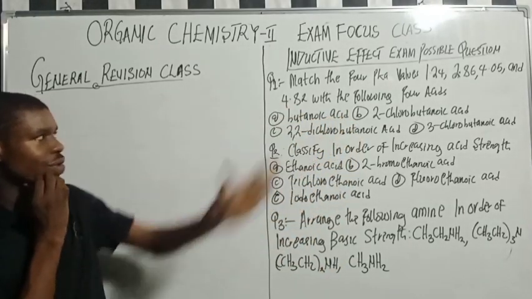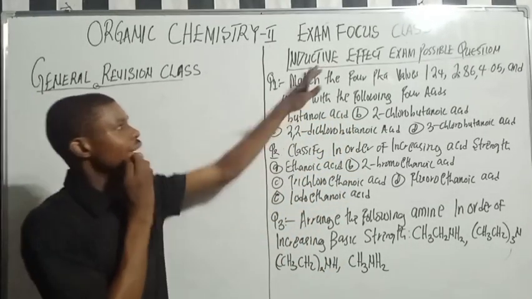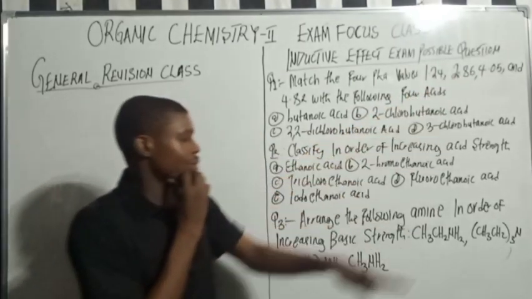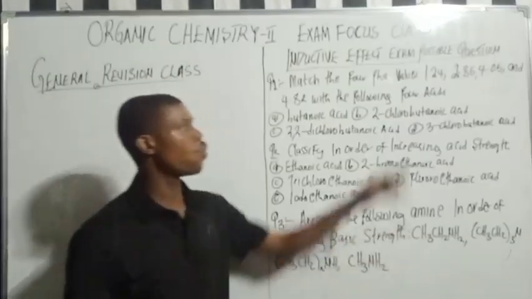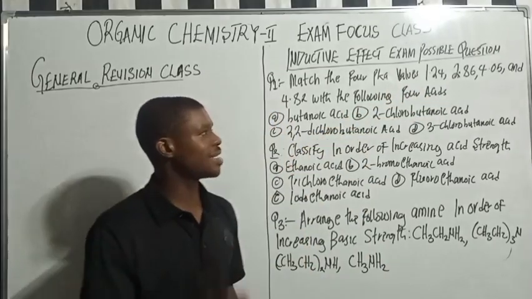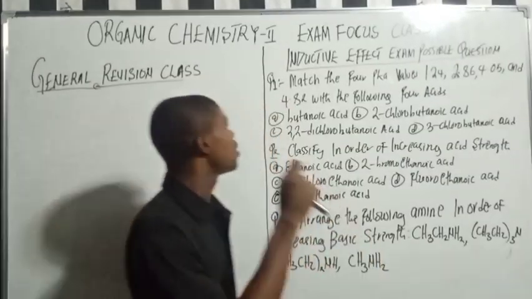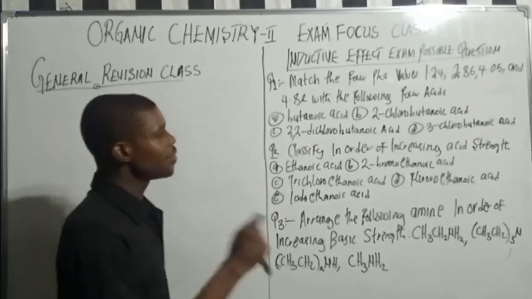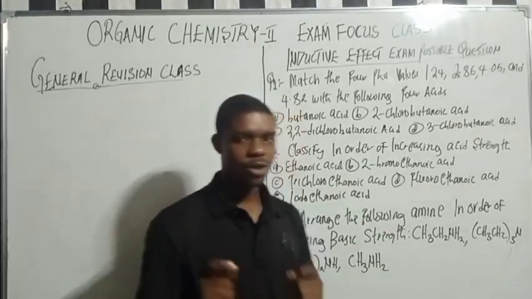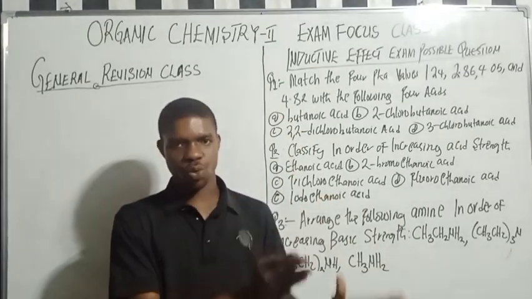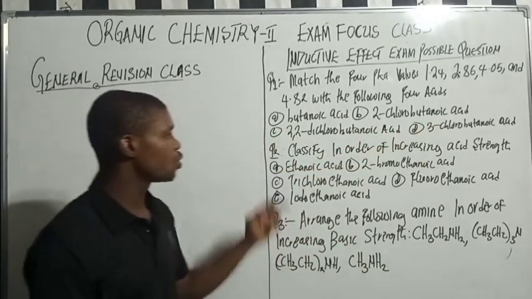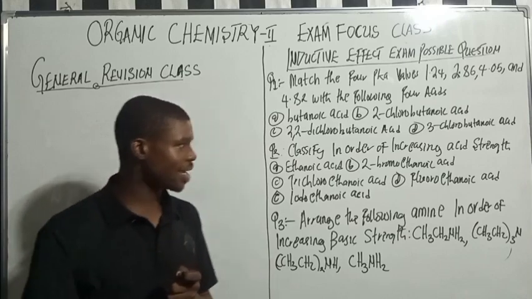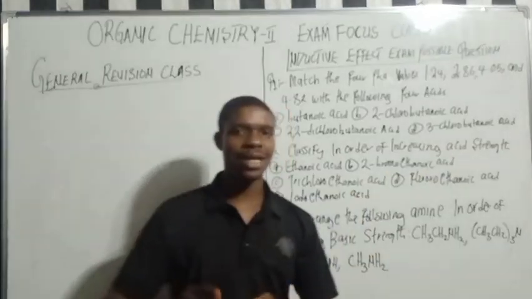So let's move over to this one here: inductive effect possible exam questions. Here we have: match the 4 pKa values of 1.24, 2.86, 4.05, and 4.82 with the following 4 acids. Now, this is a technical question. The acids are butanoic acid, 2-chlorobutanoic acid, 2,2-dichlorobutanoic acid, and 3-chlorobutanoic acid.